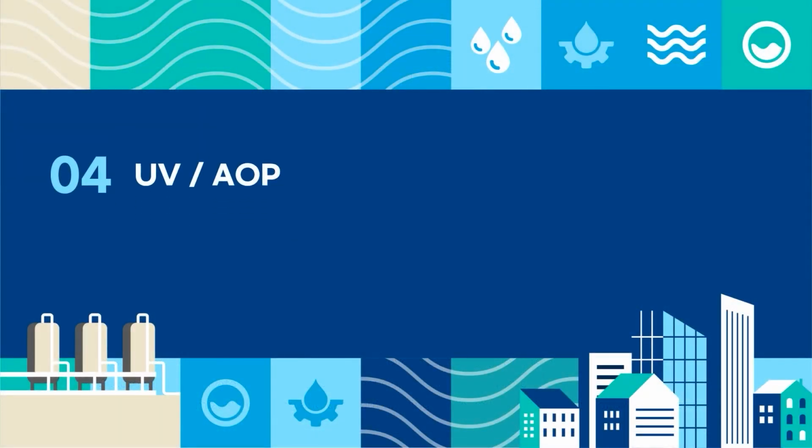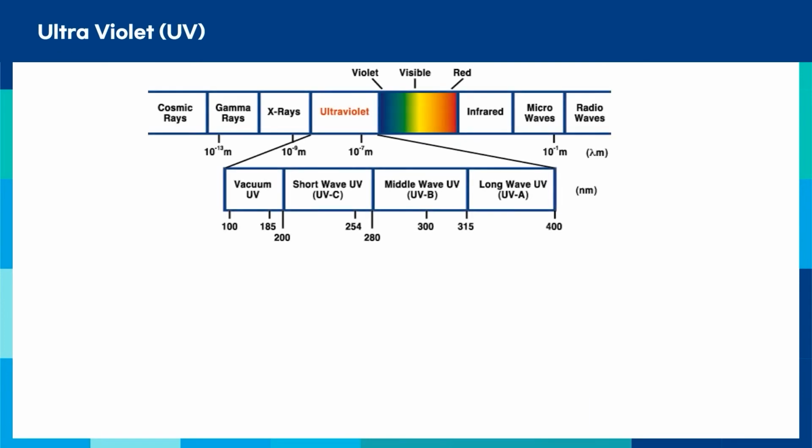UV and AOP. In the old times, we disinfected dishcloths, cutting boards, and blankets by exposing them out in the sun when the weather was good. This is possible by using the disinfection effect of sunlight.